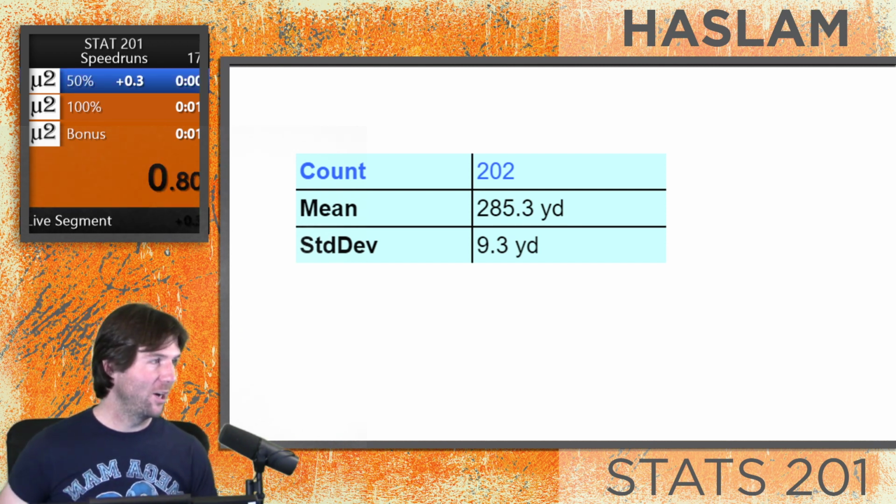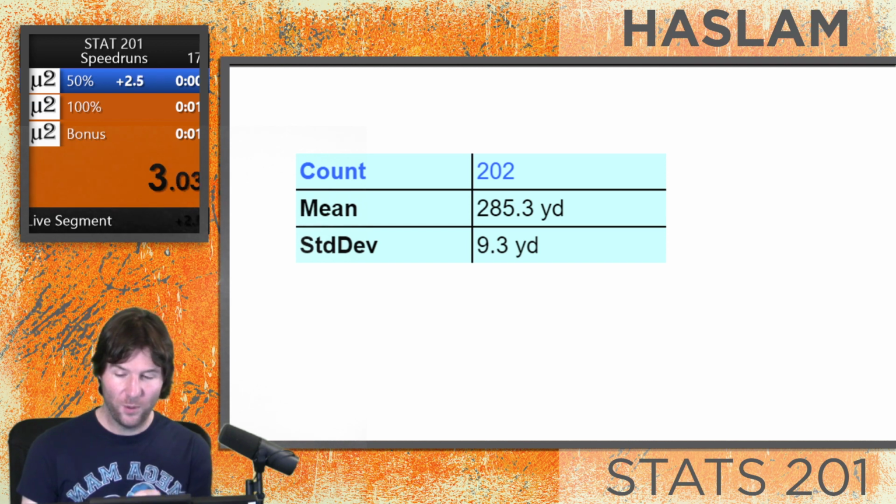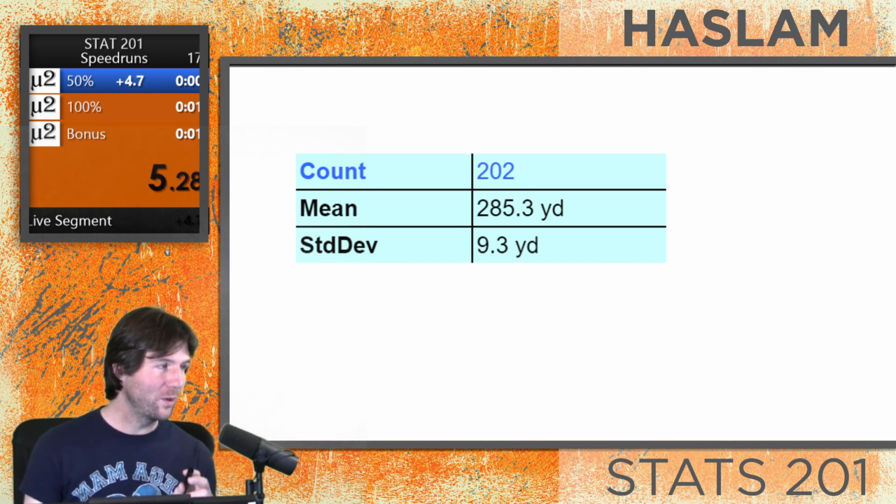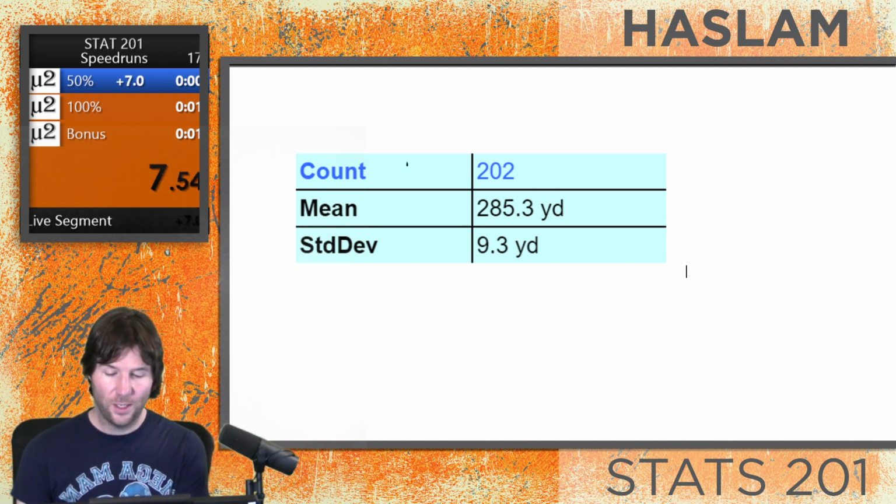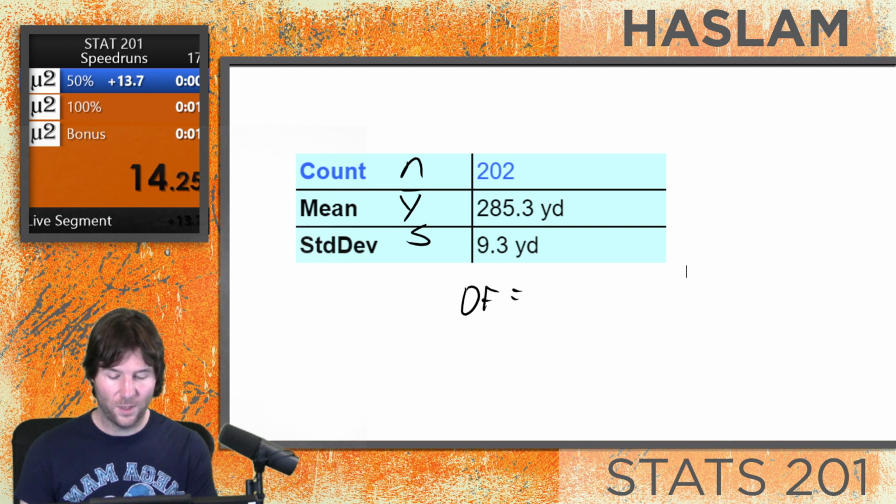Let's do it. Okay, so with this question right here, we need to first identify our notation. Always identify your notation. We see right here we have the count, we have the mean, and then we have the standard deviation. From this, we can get the degrees of freedom. The degrees of freedom equals n minus 1.